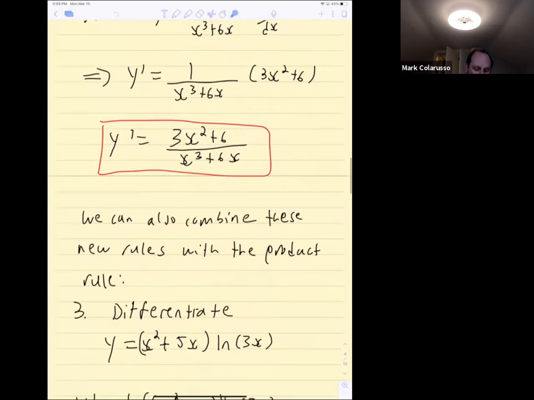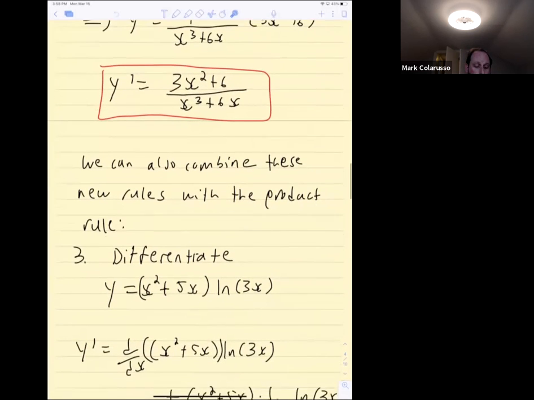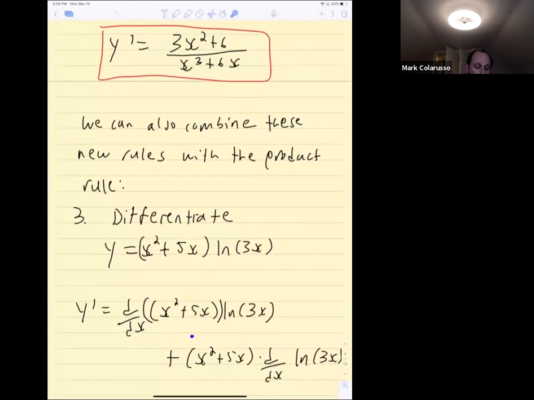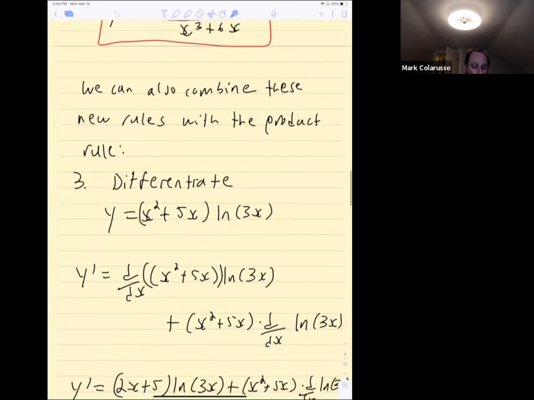In the next example, we were asked to differentiate the function x squared plus 5x times ln of 3x. So this is a product of these two functions. Okay, so we use the product rule. The product rule says that the derivative of the product is the derivative of the first factor, so the derivative of x squared plus 5x, times the second factor, plus the first factor, times the derivative of the second. That's just the product rule, our good old friend. Maybe it's been a while, but there it is again.